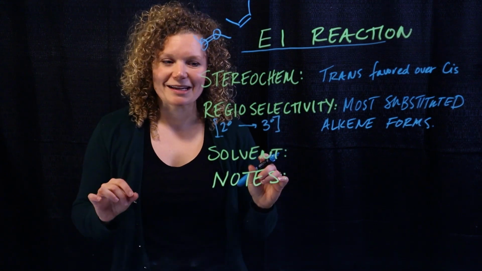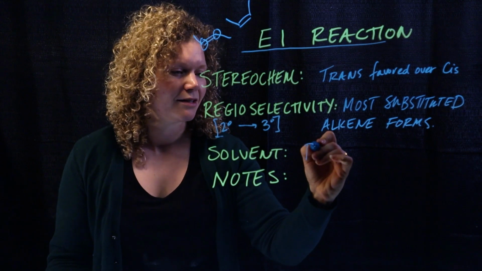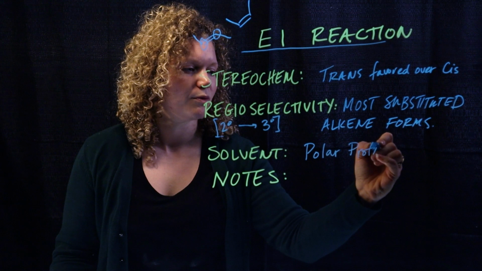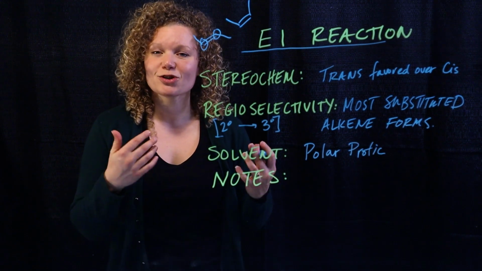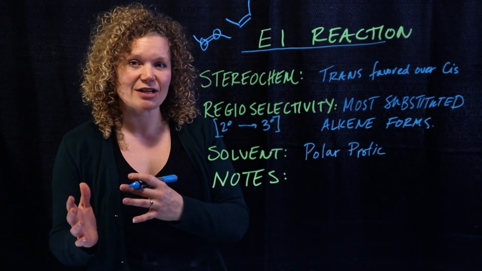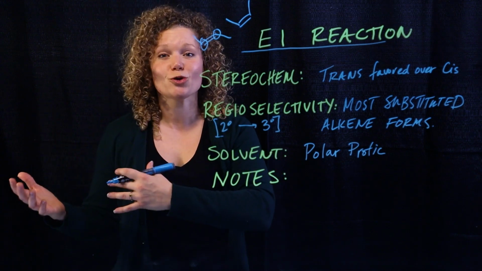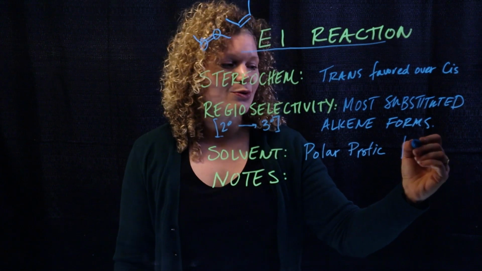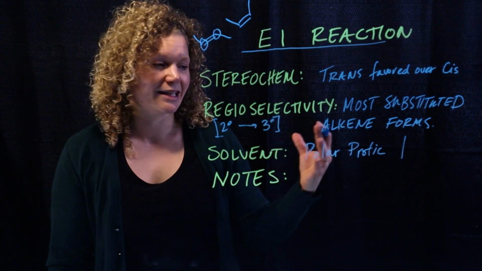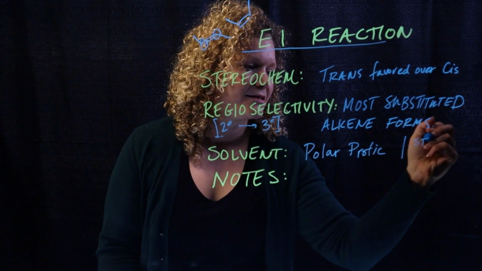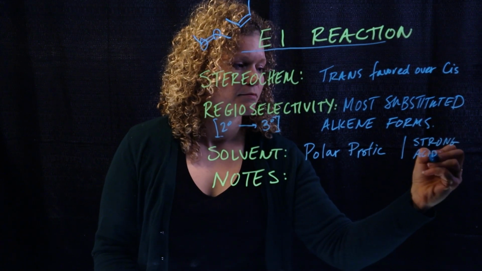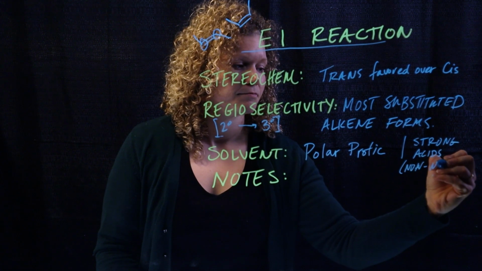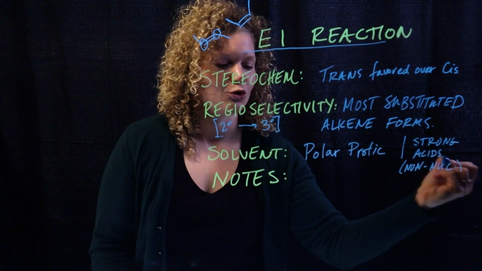Now for solvent, this is polar protic, but in particular, like in the example I showed before, one of the most useful ways to use an E1 reaction is that dehydration reaction. I talked about using that 2-pentanol in our example. So you might also want to write that typically we're using non-nucleophilic acids, so strong acids that are non-nucleophilic. I'm going to write NUC for nucleophilic.